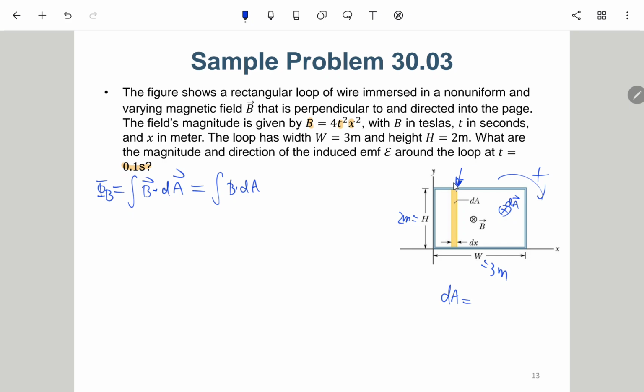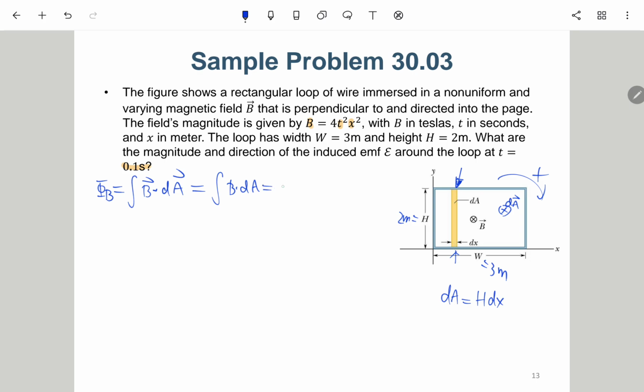So this rectangle has a uniform B field, because it's only related to x. We cannot include too much across the x-axis, but along the y-axis it's all uniform. So within this orange rectangle, the B field is uniform. So here we should have something like h times dx. The height is h and the width is dx. So dA equals h times dx.